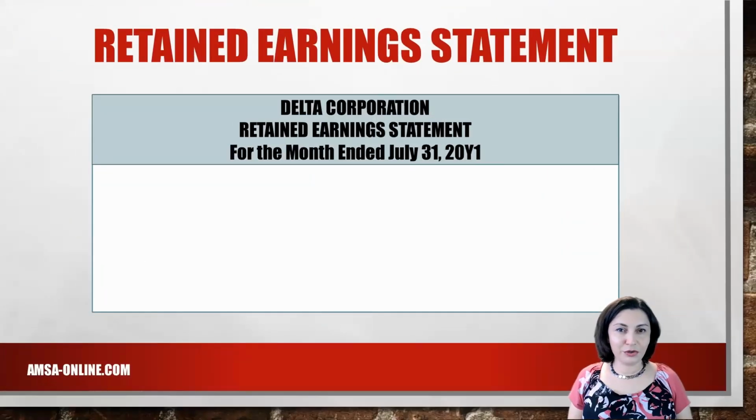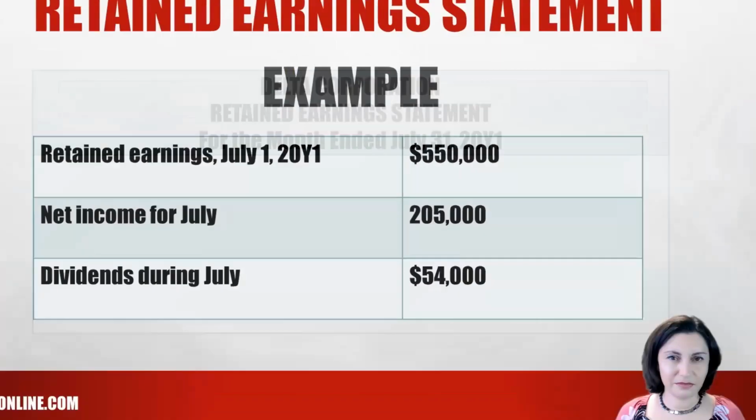The heading of the retained earnings statement includes the name of the entity, the title of the statement, and the period of time. Remember that the retained earnings statement is a summary of changes in the retained earnings of a corporation for a specific period of time, such as a month or a year. In our example, the statement is prepared for the month of July.